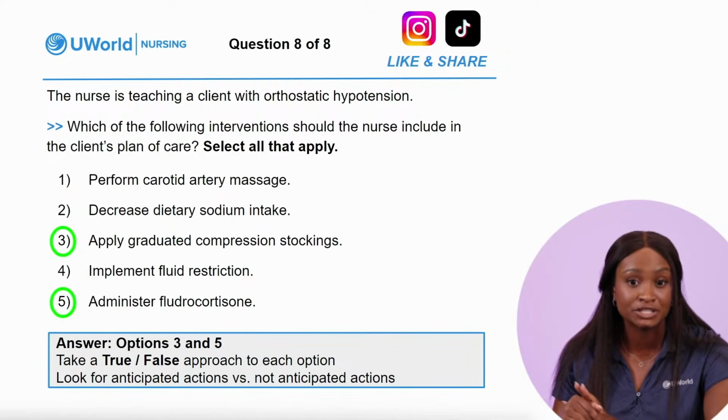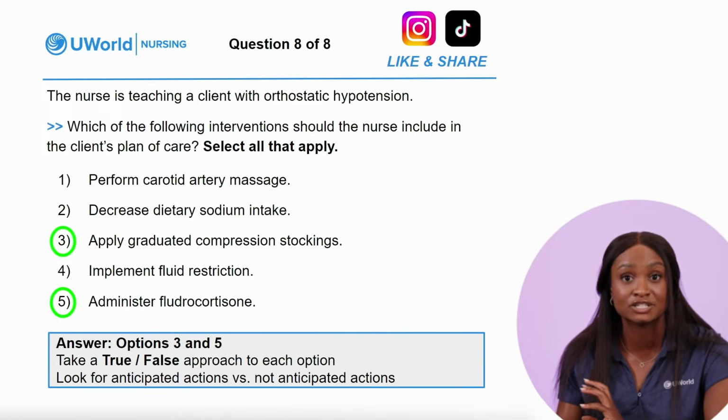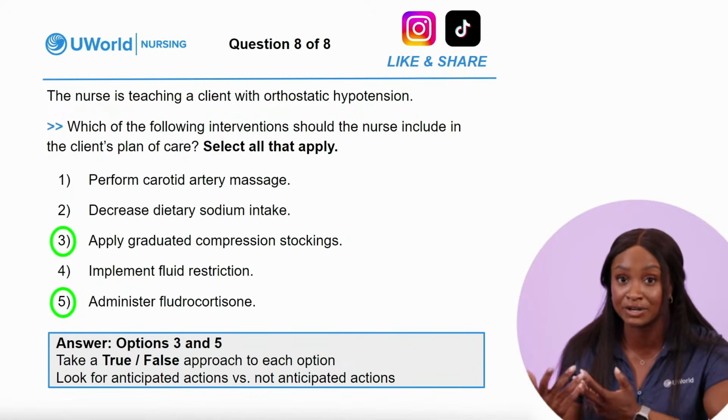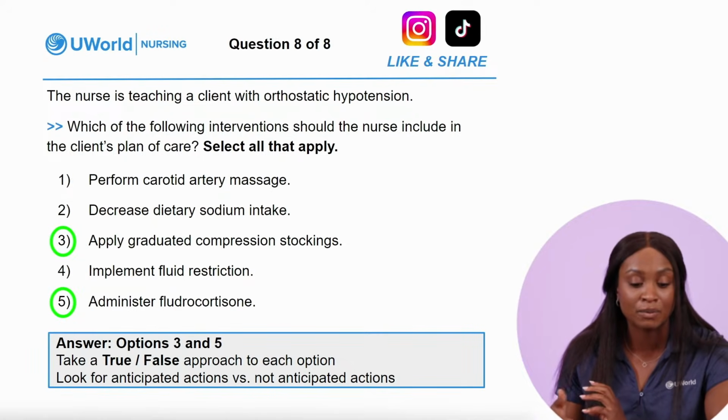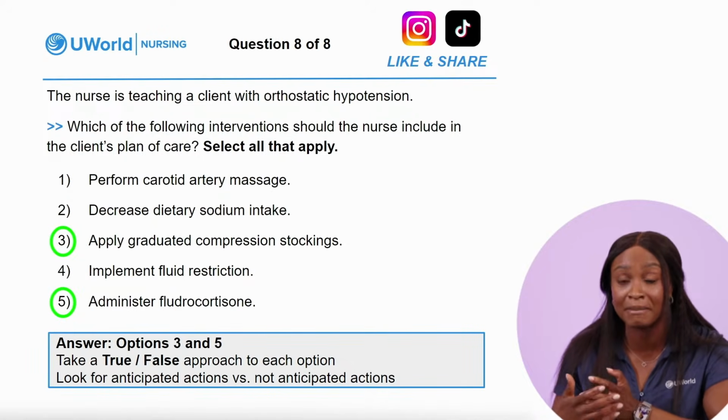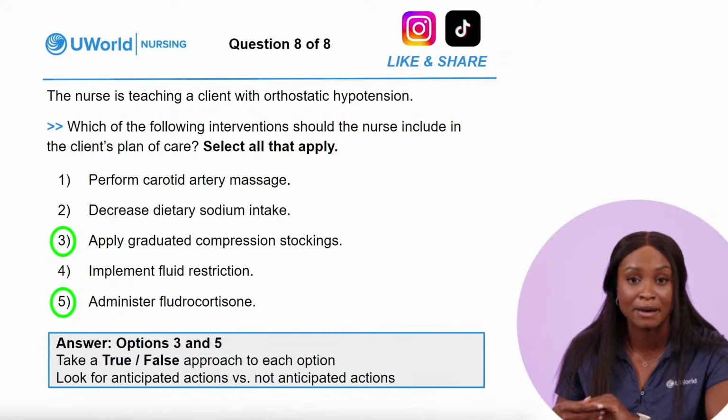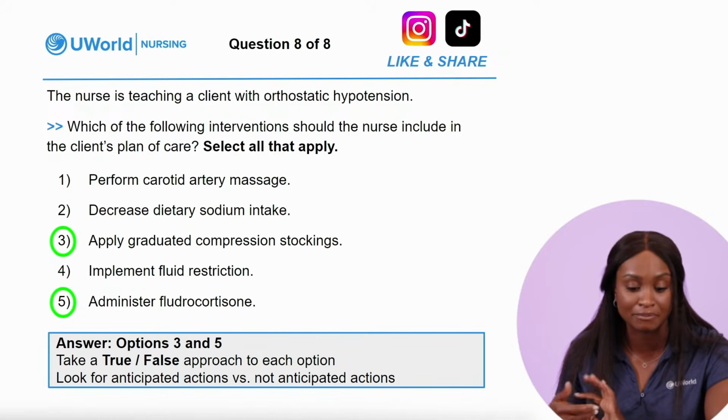Option 2, decrease sodium intake. We actually, like I said, want to increase the sodium intake so it has water follow it and increase the blood volume. So we want to have them have a regular sodium diet as long as they don't also have a hypertensive problem.